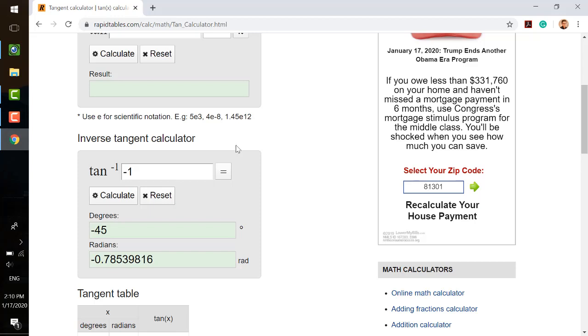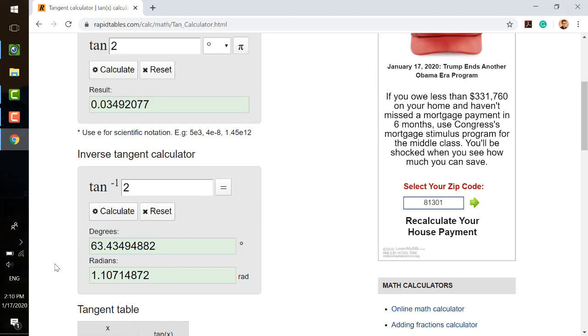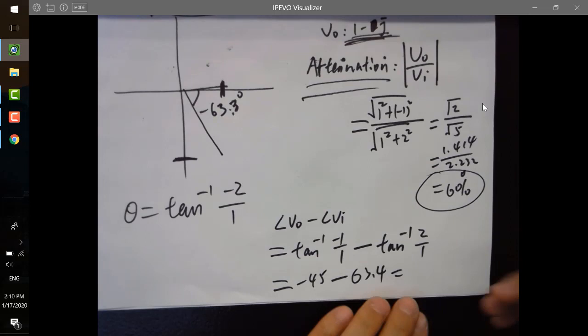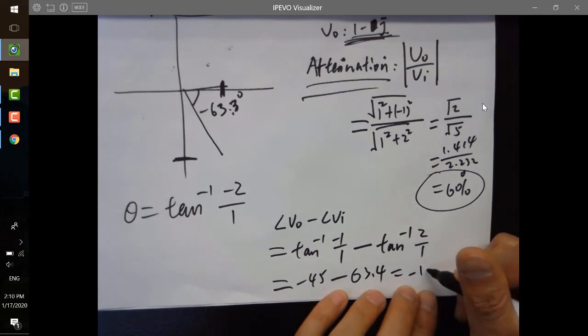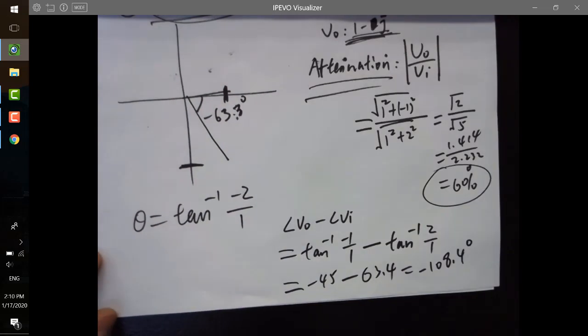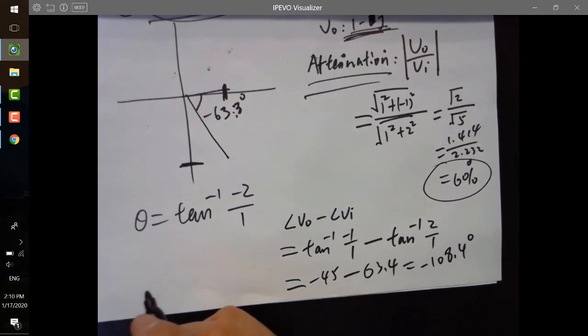Minus what? Tangent 2. Calculate. Wait. Oh yeah, sorry. 63.4. Let's come back. What's the phase shift? That's a lot of phase shift. Yeah, it's minus 108.4 degrees. Okay, that's the phase shift.